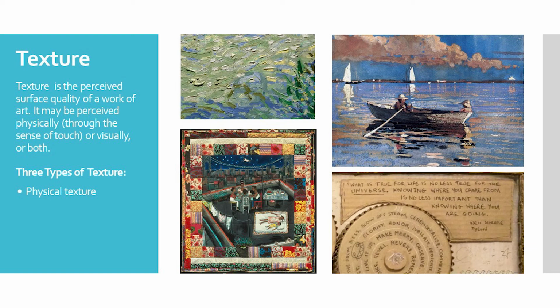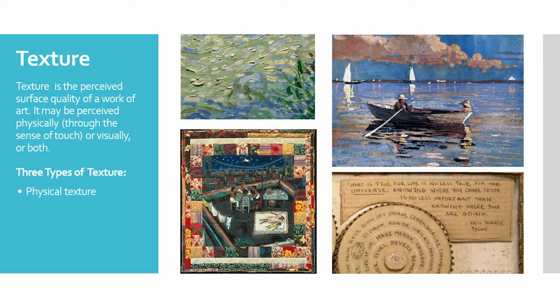So the visual experience of physical texture is also informed by our previous experience with the physical world. And so I'll go clockwise here. Clockwise from top left, we have a close-up of a Van Gogh painting. He uses a technique called impasto, where he puts dabs of paint on the canvas and it gives it that texture, and the colors are kind of mixed together that way.